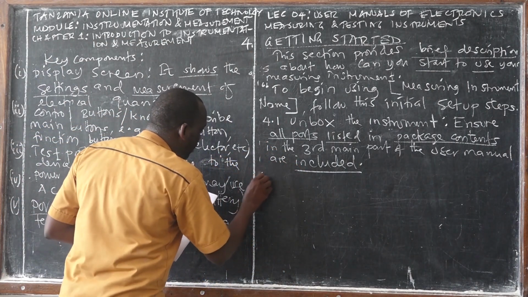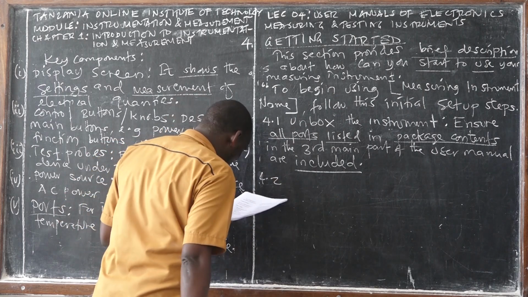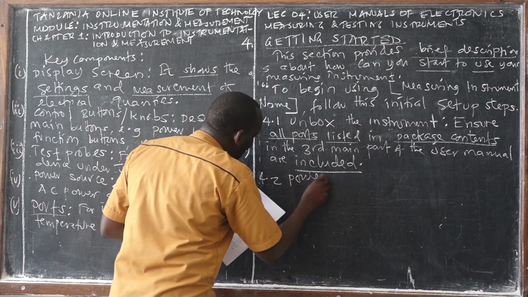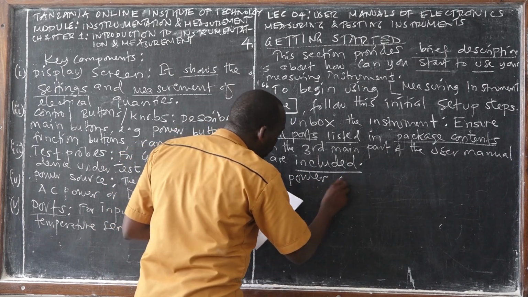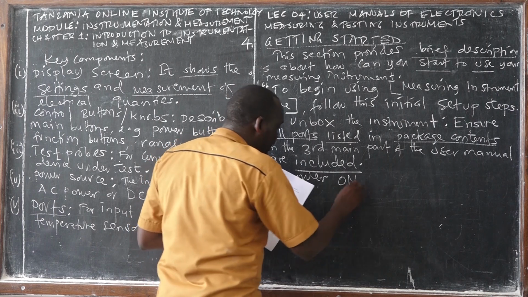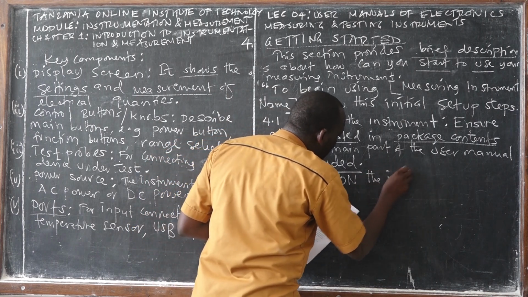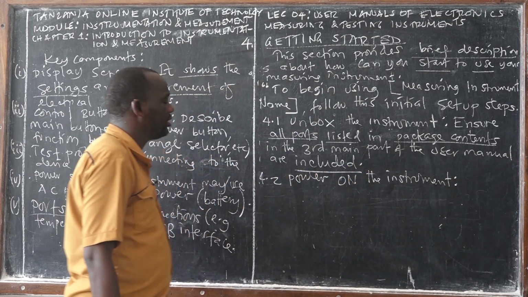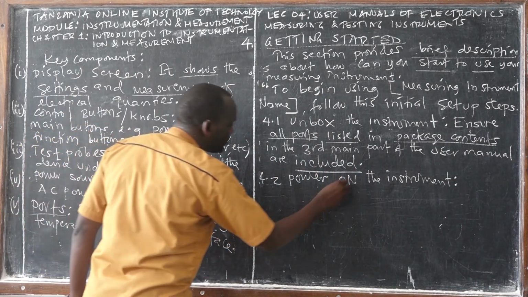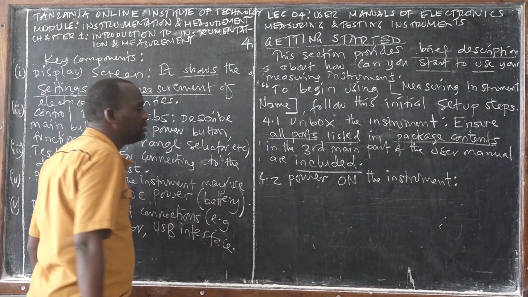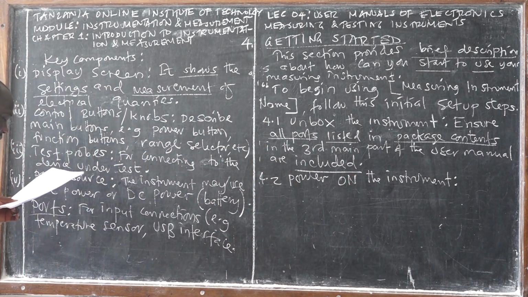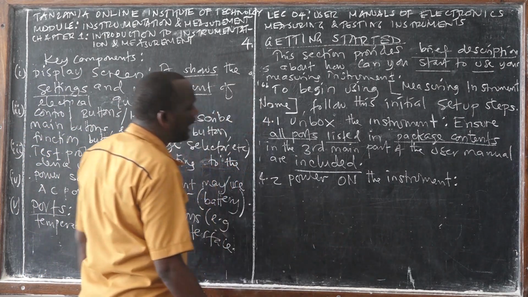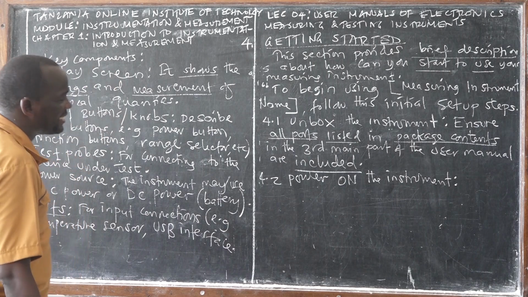Then after that, on getting started, once you are sure that all of the package contents are there, the manufacturer will teach you how to power on the instrument. Say, power on the instrument. How do we power on the electronics measuring and testing instrument?